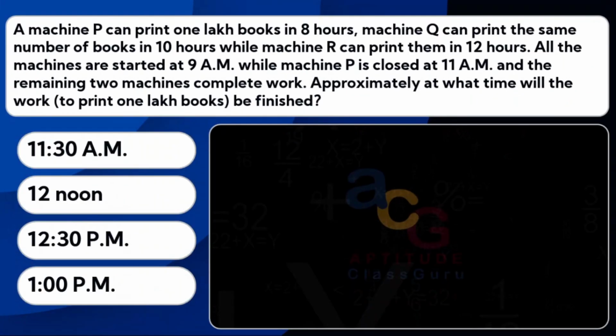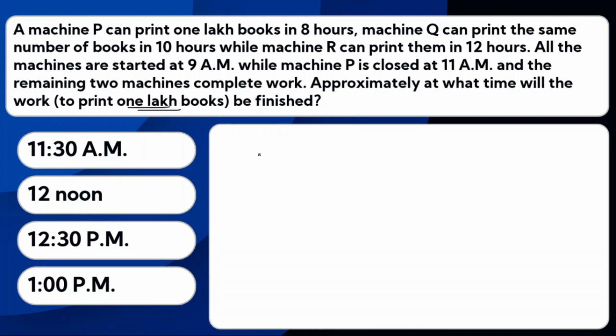Just look at the next problem. A machine P can print 1 lakh books in 8 hours. Machine Q can print the same number of books in 10 hours, while machine R can print them in 12 hours. All the machines are started at 9 am while P is closed at 11 am and the remaining 2 machines complete the work. Approximately at what time will the work be finished? So the same work, which is nothing but 1 lakh books, I have to print. So just look at this problem.